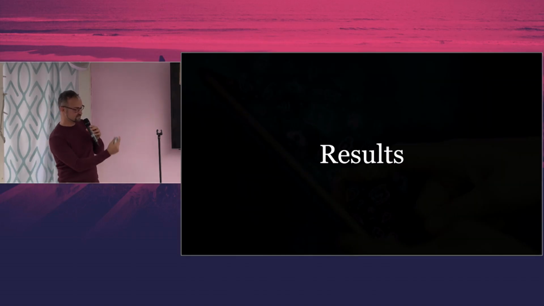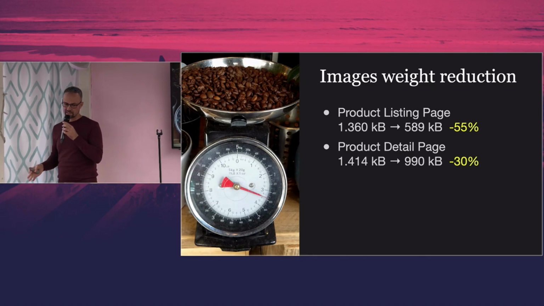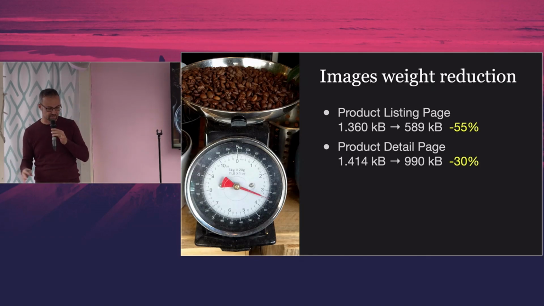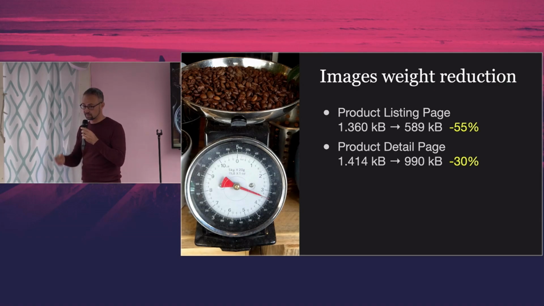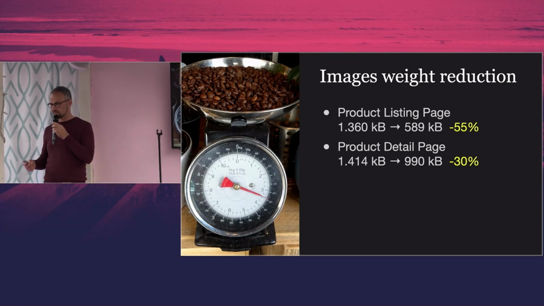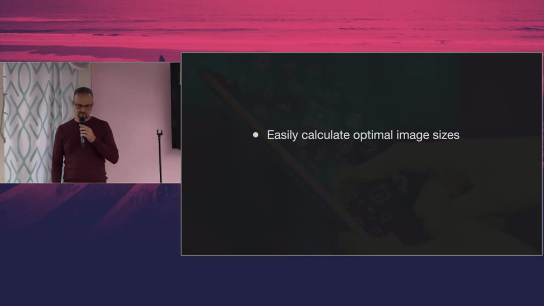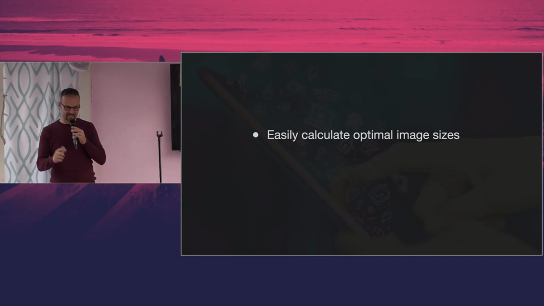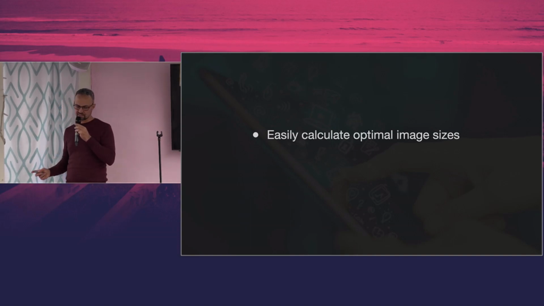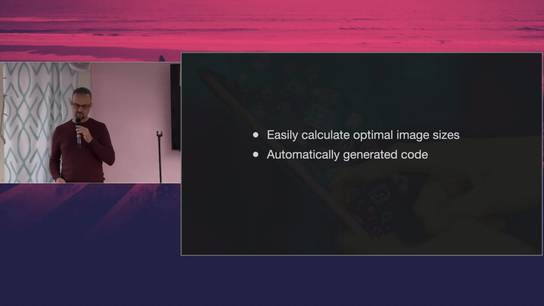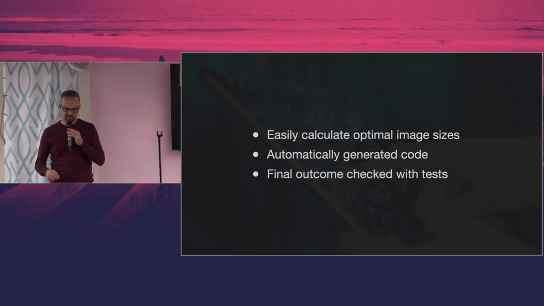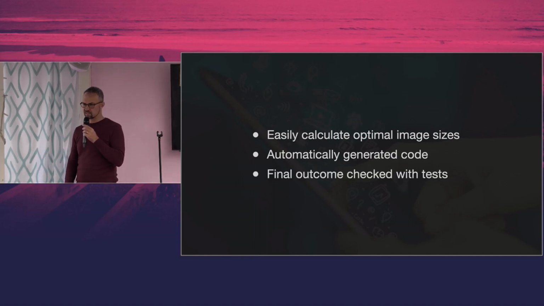But the results are that we got an image weight reduction of 55% in the listing page, and in the detail page we had a 30% reduction in the image weight, and we also reduced the LCP, so the loading time, by 17% and 13%. So this is it. The tool has an easy way to calculate optimal image sizes, automatically generated code, and the final outcome checked with tests.